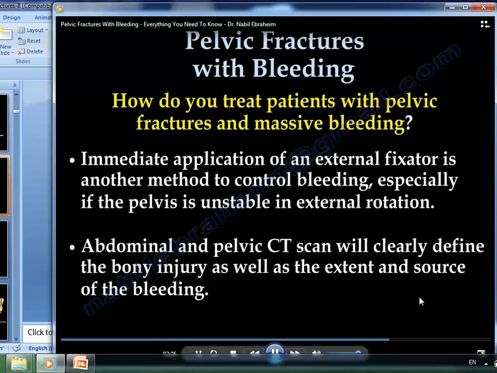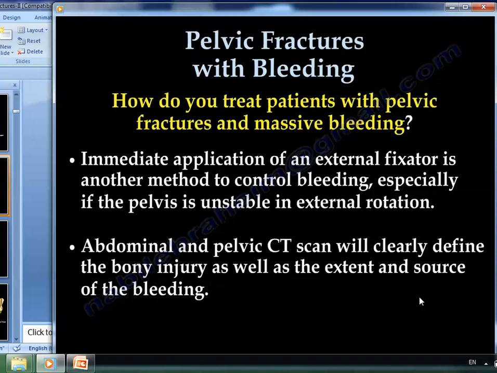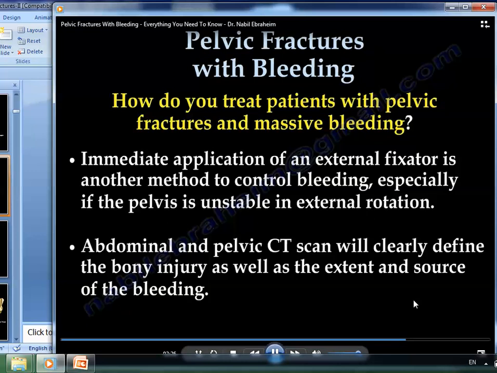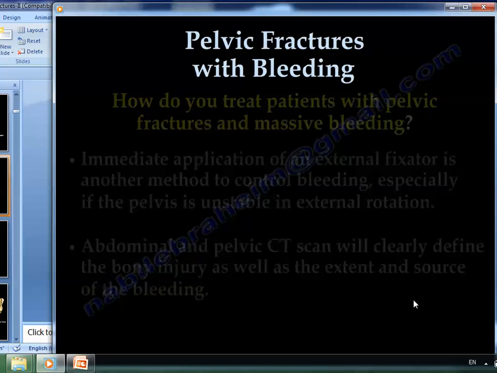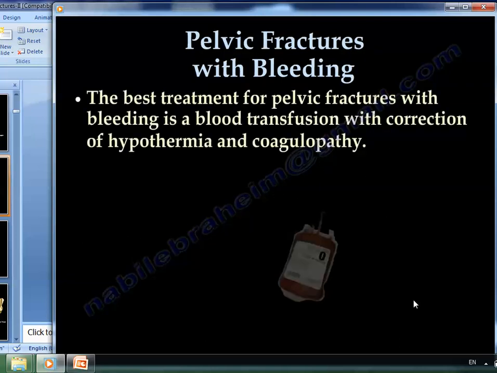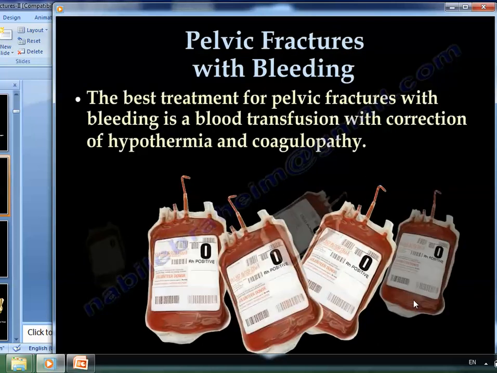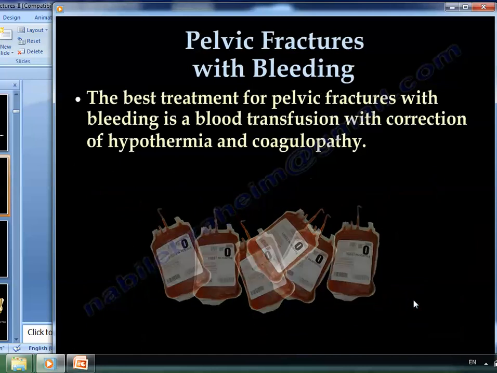Immediate application of an external fixer is another method to control bleeding, especially if the pelvis is unstable in external rotation. Abdominal and pelvic CT scan will clearly define the bony injury as well as the extent and the source of the bleeding. The best treatment for pelvic fracture with bleeding is a blood transfusion.